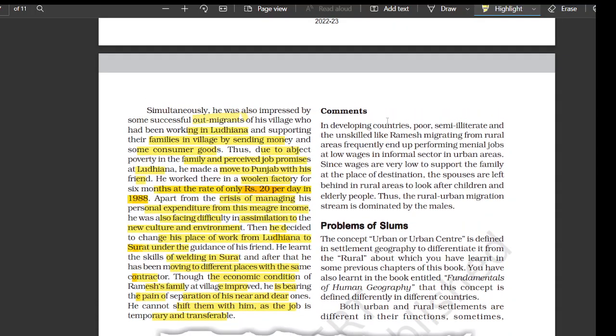Comments: In developing countries, poor, semi illiterate and unskilled labor like Ramesh migrating from rural areas frequently end up performing menial jobs at low wages in the informal sector in urban areas. Since wages are very low to support the family at the place of destination, the spouses are left behind in rural areas to look after children and elderly people. Thus, the rural urban migration stream is dominated by males.